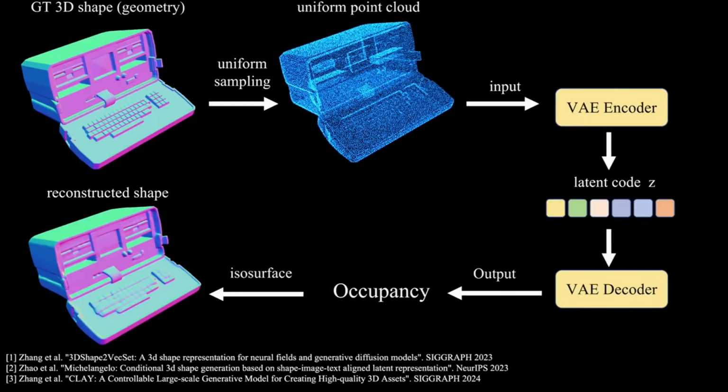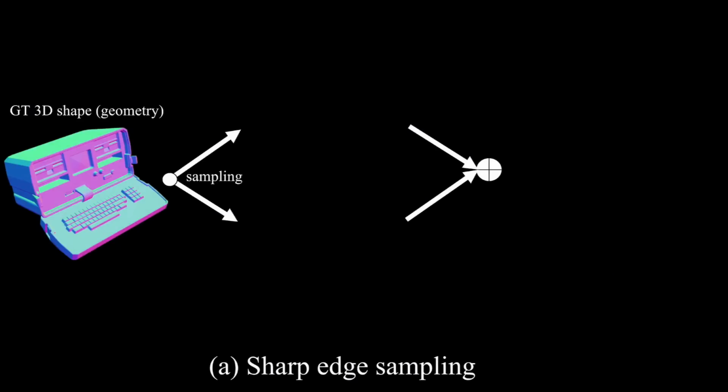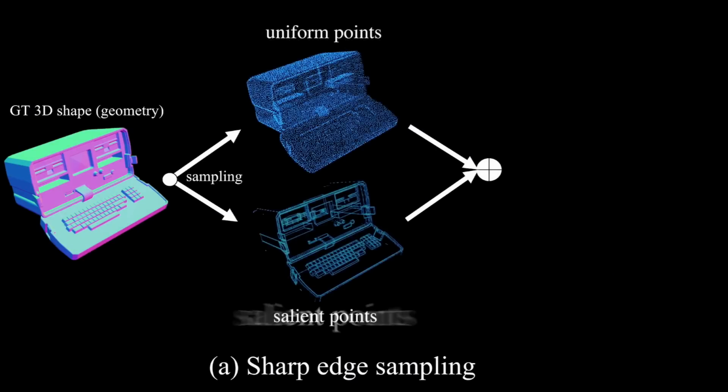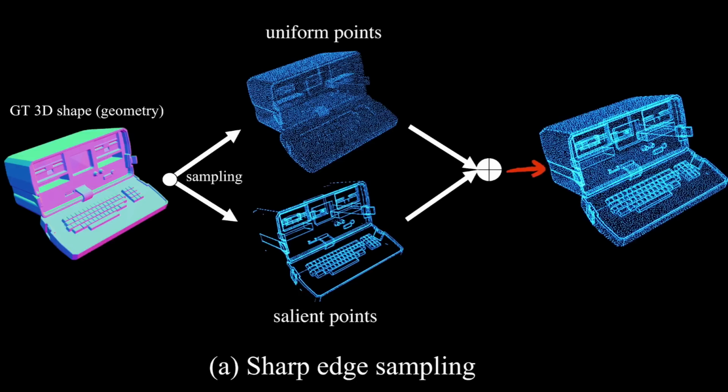Now, current VAEs for 3D modeling use something called uniform point sampling, which can lead to a loss in details in the 3D shapes. This means that the reconstructed 3D shapes might not look as good as the original ones. But Dora has a new approach called sharp edge sampling, which improves the VAE's generation of a 3D object. This method basically identifies and focuses on the most important parts of the 3D shape, like sharp edges and corners, and ultimately this helps the VAE preserve more details and create better looking 3D models.